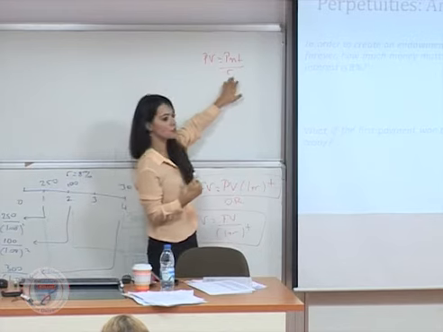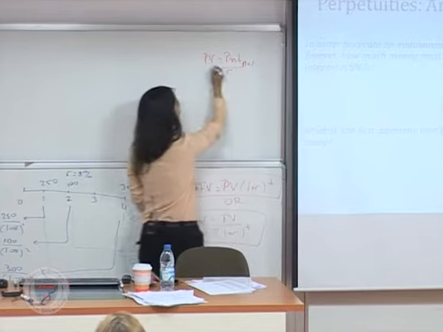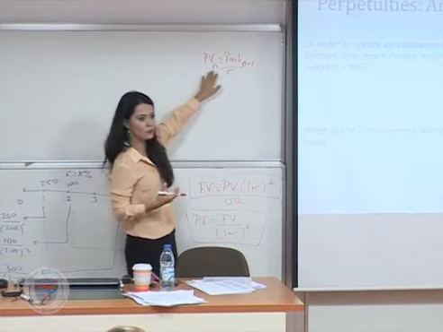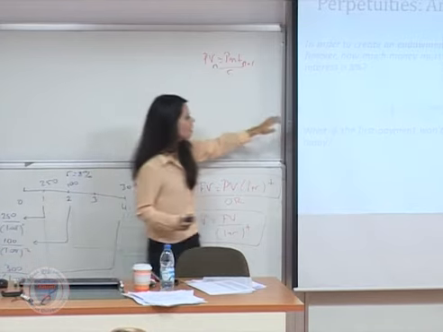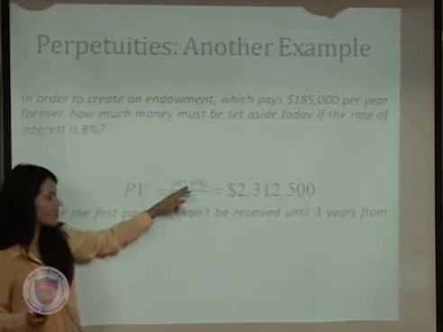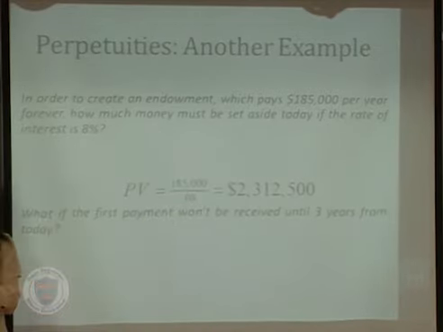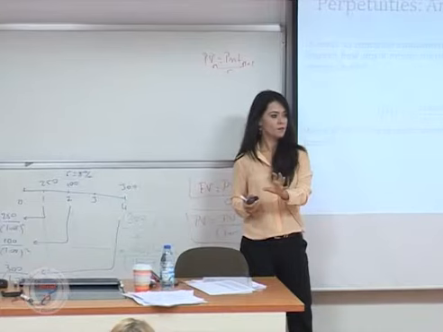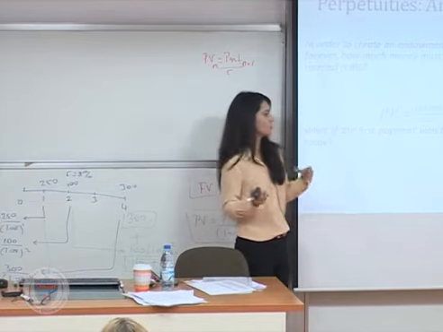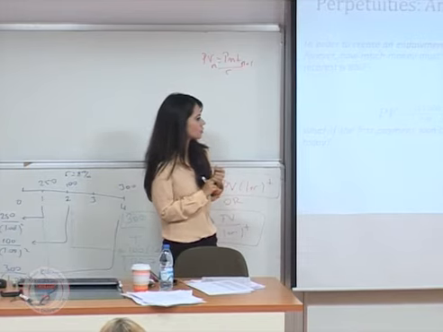So interest rate is 8%, and every year I want to get $185,000. So what is the present value? I'm going to use this formula, right? That part is easy. So I'm going to get $185,000 every year forever with 8% interest rate. I should put $2.3 million aside. So the fund will never end if you put that amount of money in your account with 8% interest rate.